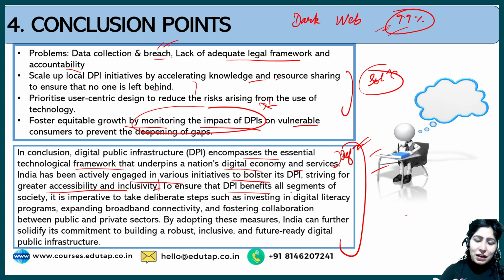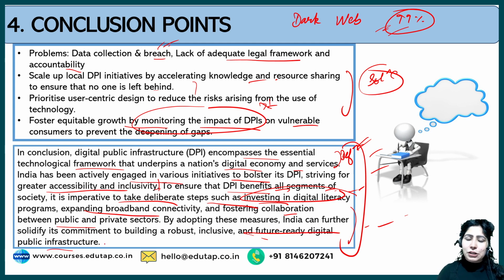To ensure that DPI benefits, now you're giving a way forward, that it benefits all segments of society, it is imperative to take deliberative steps such as investing in digital literacy, expanding broadband connectivity, fostering collaboration between public and private sector. That is you're giving a way forward. So by adopting these measures, India would be future ready digital India, a country which has digital public infrastructure which is ready for the future. So that's how simple answer writing is. Feel free to add more points, because digital India or digital inclusion is a topic where you can write everything under the blue. So feel free to add more points from your side to this answer.